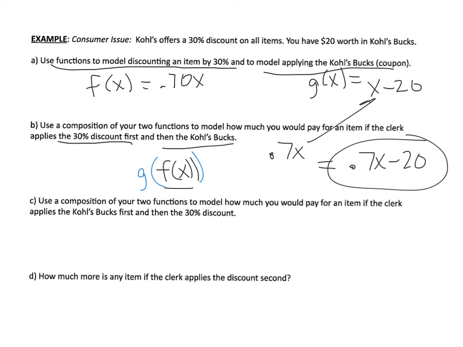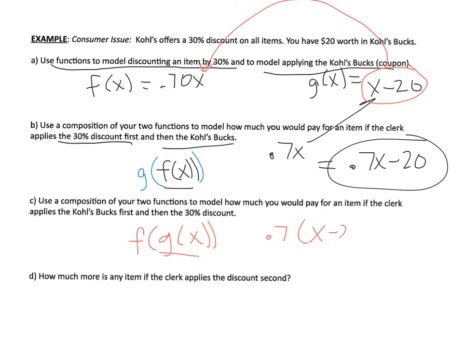C, use your composition of two functions to model how much you would pay for an item if the clerk applies the Kohl's Bucks first. So now this is going to be f of g of x. So g of x is x minus 20. So you plug that in for x into your f. So it's 0.7 times x minus 20. So when you do the distributive property, you get 0.7x minus 14.